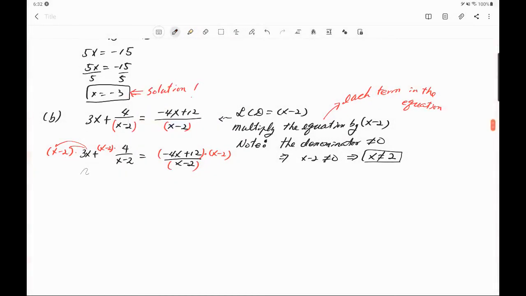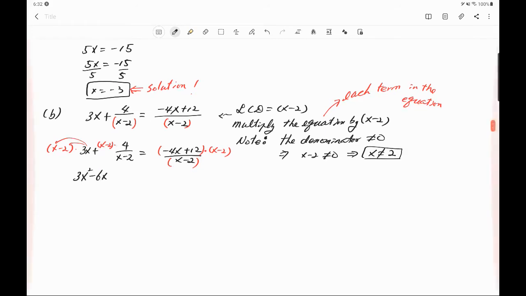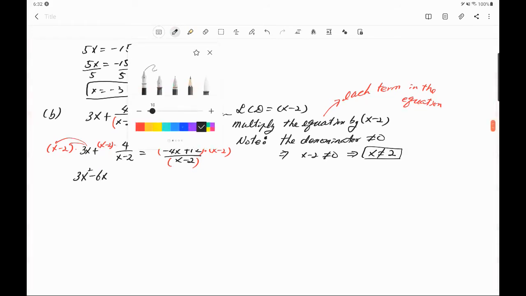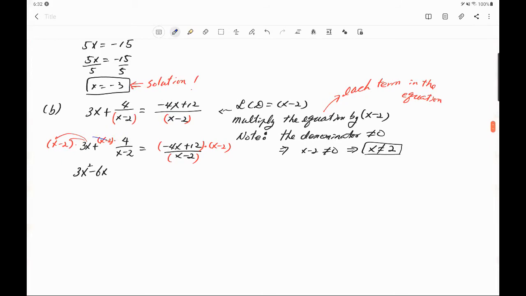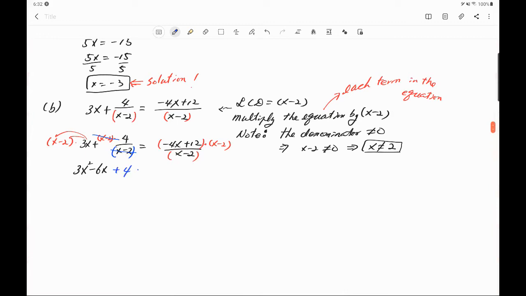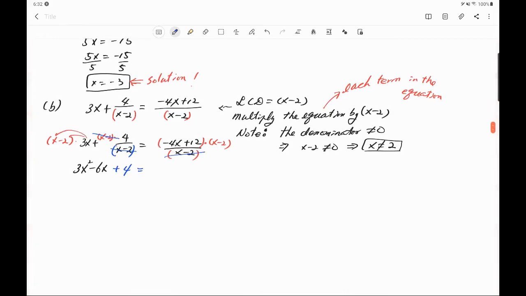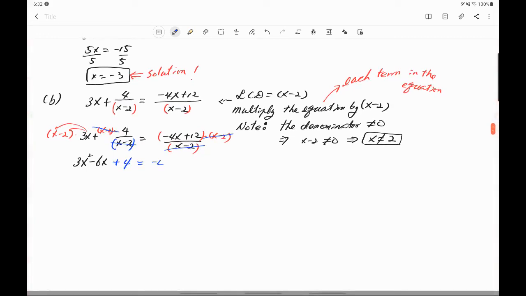So that is 3x squared minus 6x. And then for this one, we can just cancel this out, right? This whole x minus 2 cancels out. So we have only 4 left. And this one, x minus 2 cancels out. So negative 4x plus 12. All right, so we have an equation.